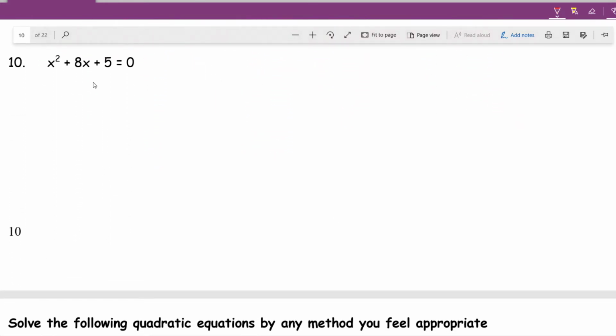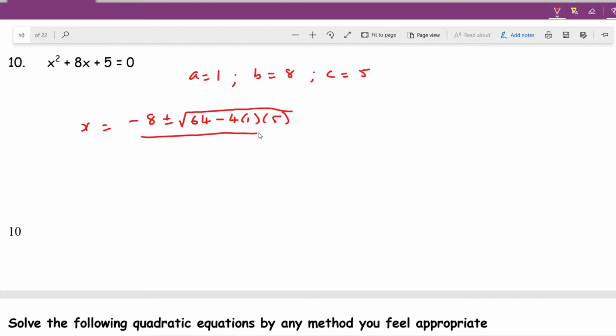Question 10. Again, factorizing this. Well, we can't factorize it, so we're going to use the quadratic formula where A is 1, B is 8, and C is 5. Plug it into our formula. X equals minus B, which is going to be minus 8, plus or minus the square root of B squared, 8 squared is 64, and minus 4 times A times C, all over 2 times A, 2 times 1.